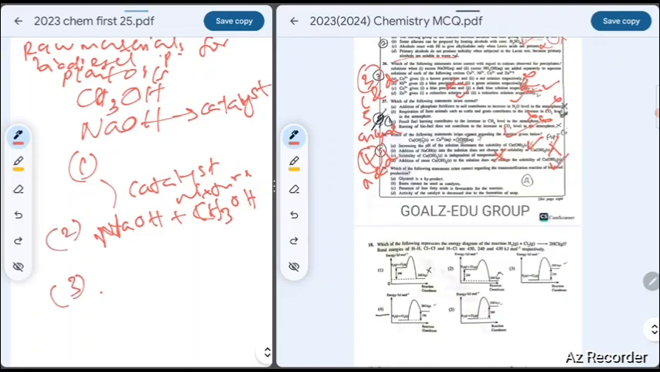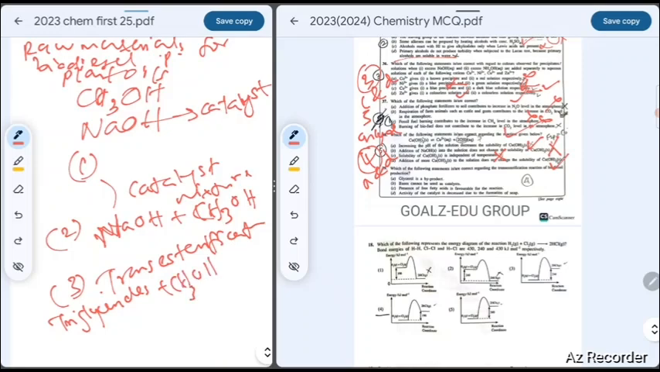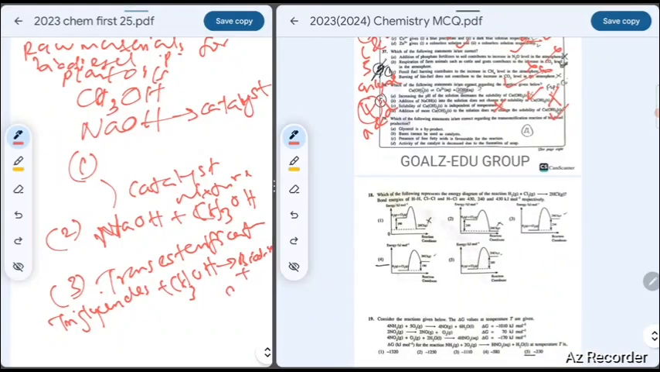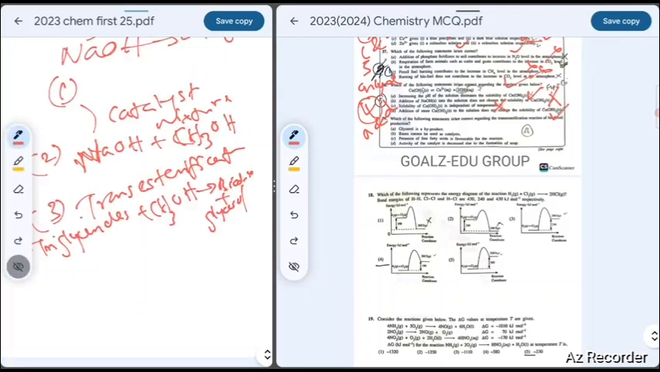Next, third is what? We have to react, the trans-esterification reaction happens. In the trans-esterification reaction, the triglycerides plus CH3OH will do the trans-esterification giving biodiesel and glycerol. Right? Triglycerides with CH3OH gives biodiesel plus glycerol.